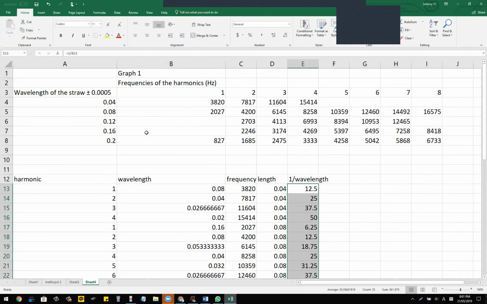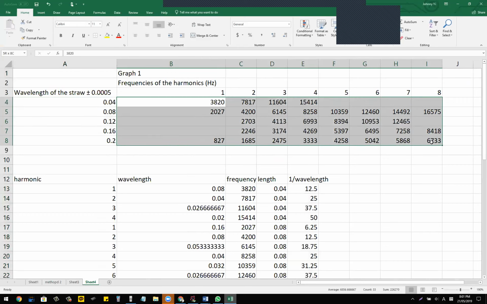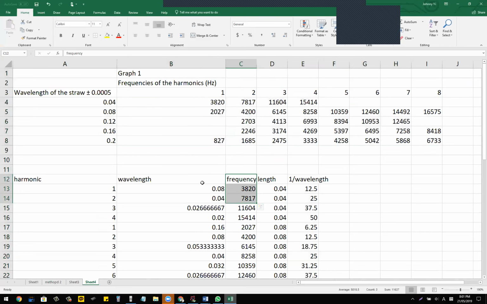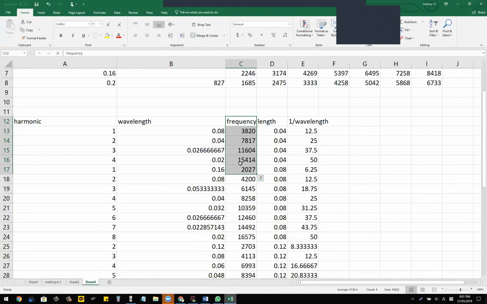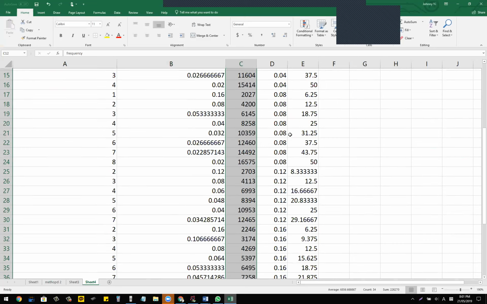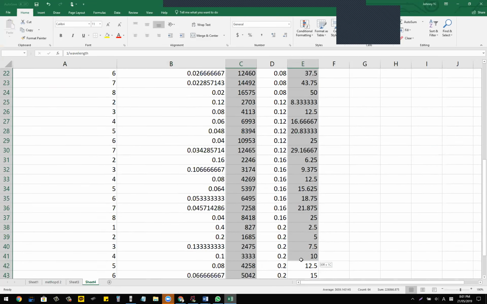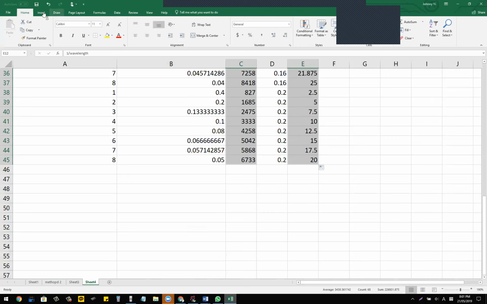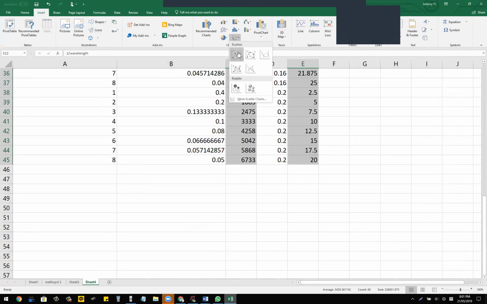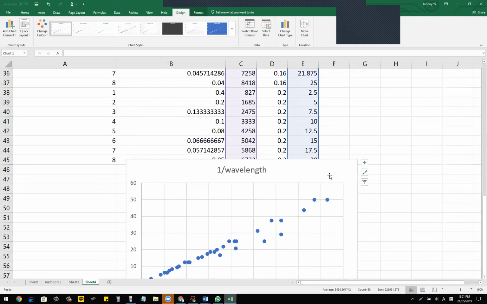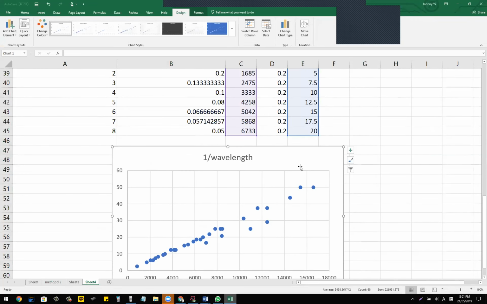So we're not having all separate plots for all these different lengths. Whatever result you got here, these are frequency of the sound, and you get the wavelength of the sound, right? So all you need to do is just do the frequency versus the 1 over wavelength. Let's see what we get. We get a straight line. Quite nice, isn't it?